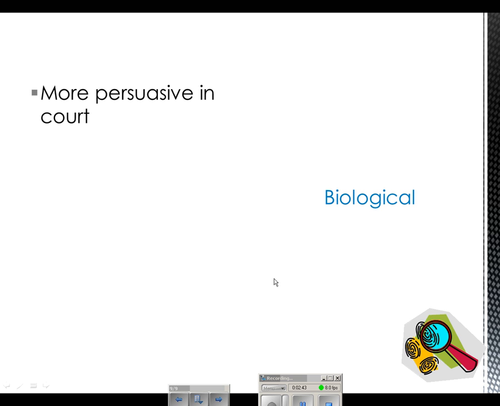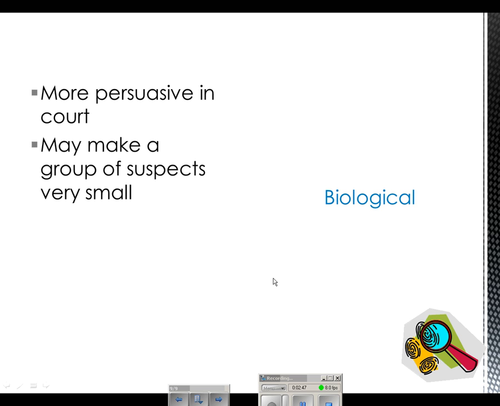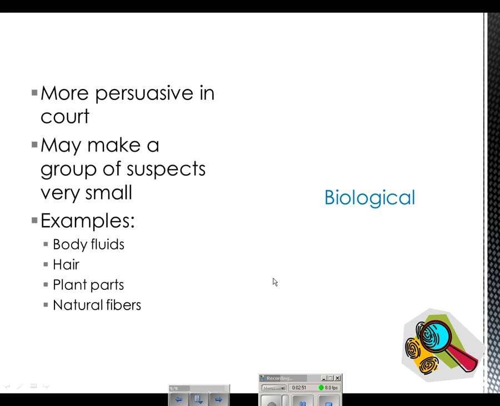Biological evidence is more persuasive in court because it tends to be individual, because it makes a group of suspects very small. What we're talking about here are body fluids, hair, plant parts even, and natural fibers, because we can narrow the range of suspects down quite a bit with biological evidence.